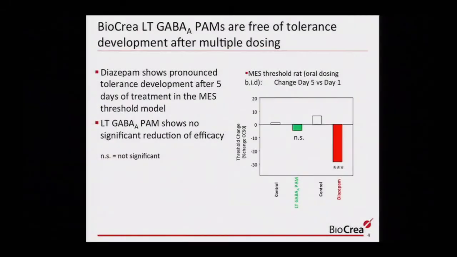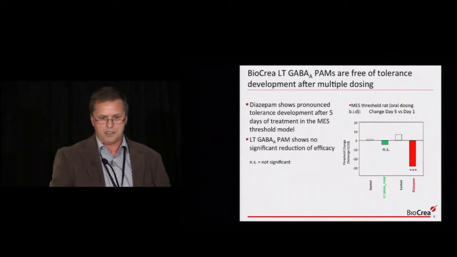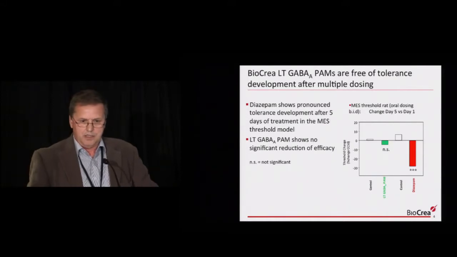The key question to us was, due to the mechanism and the receptor the benzos are using, what about tolerance development? What we established is a relatively short investigation in the MES threshold model, where we used a 5 days, twice daily dosing scheme. And already after this short period of time, we could detect loss of efficacy of diazepam as a standard, of about 30% between day 1 and day 5. Compared to this, the drugs we are testing had no drop in efficacy in the same time frame.